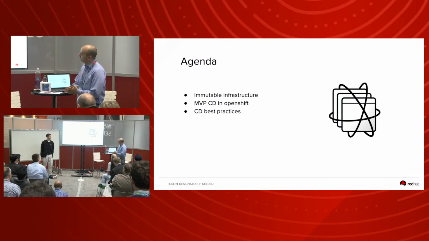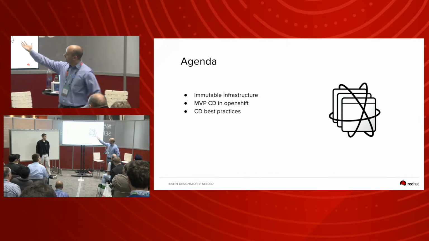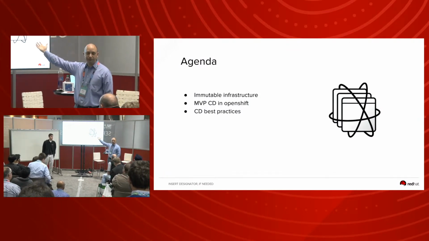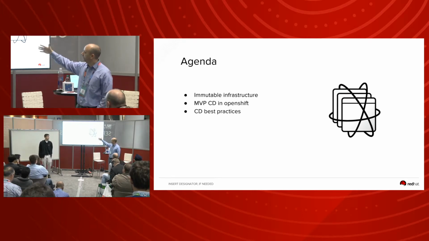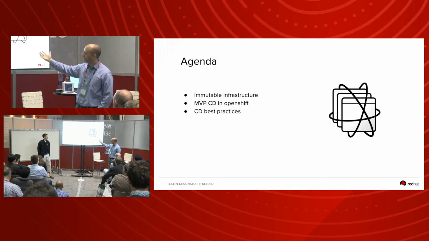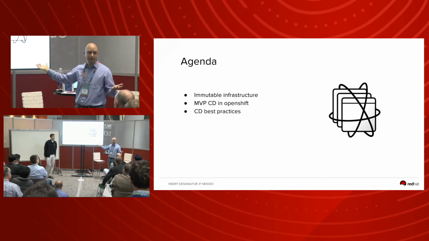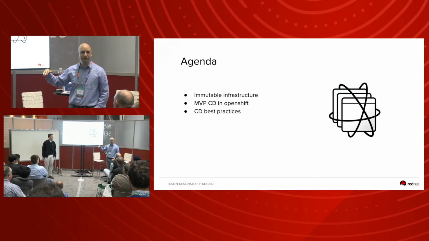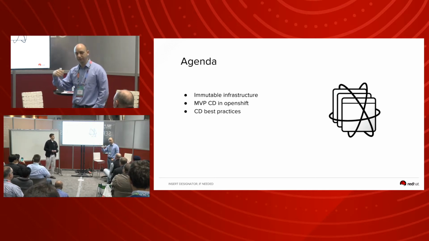Our agenda is we're going to talk about a little bit of immutable infrastructure. There is a slide and some thought that I would like to share there. And then we're going to share how we do continuous delivery in OpenShift, what is our model, and then some best practices that we have gathered over the course of the last year.